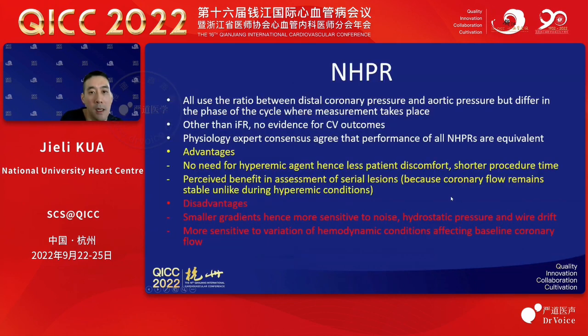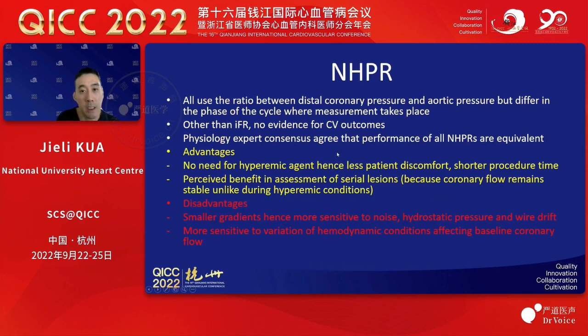So what then is NHPR? They all use the ratio between the distal coronary pressure and the aortic pressure, but the difference is the phase of the cycle where the measurement takes place. It's important to note that other than iFR, the other indices have no evidence for cardiovascular outcomes. However, amongst physiology experts, there is a consensus that the performance of all the NHPRs is considered to be equivalent.